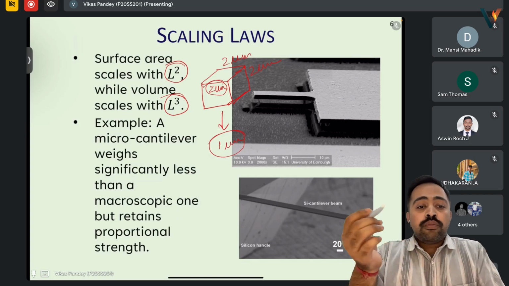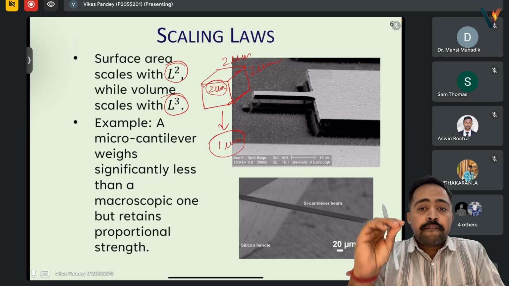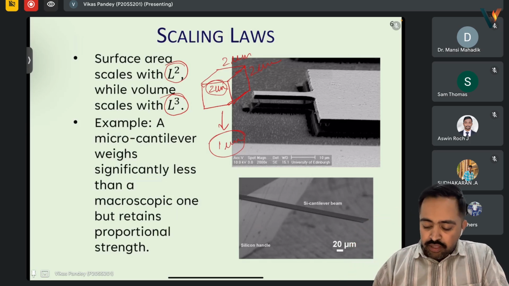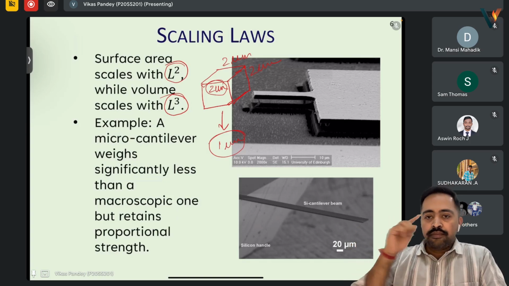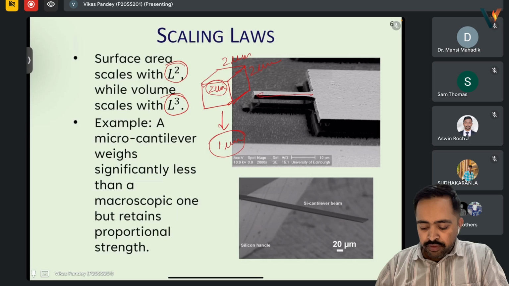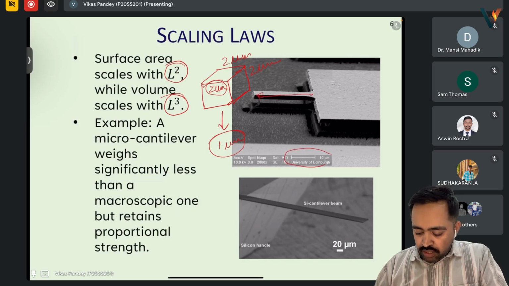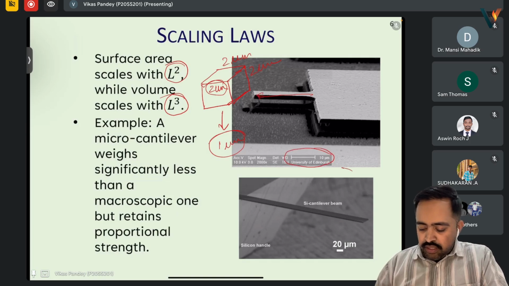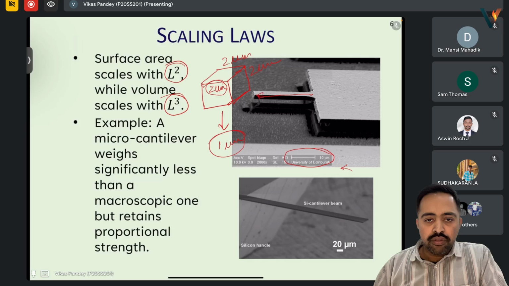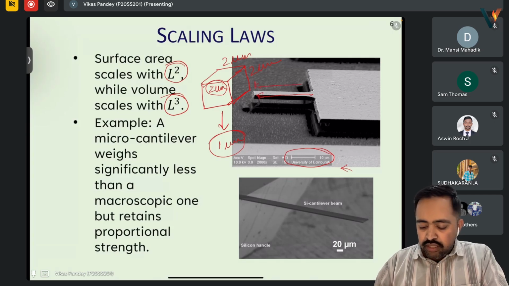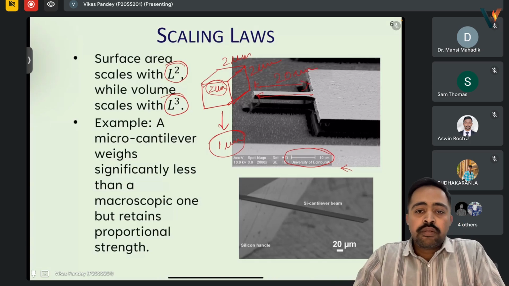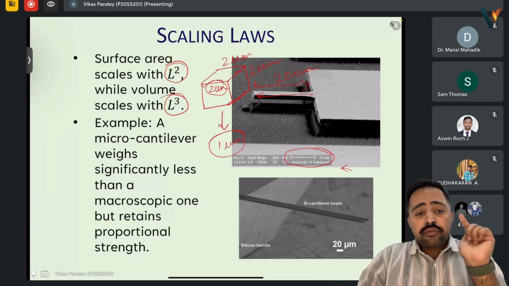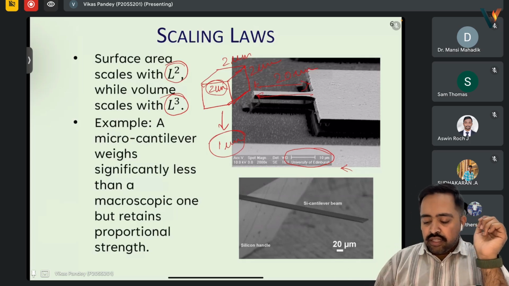Okay, so if we talk about a cantilever, that is a hanging pillar kind of structure. You see this device, taken from a paper published by University of Edinburgh. The scale is 10 micrometers, so we can say that this length is almost 20 to 25 micrometers. And this is like the platform.